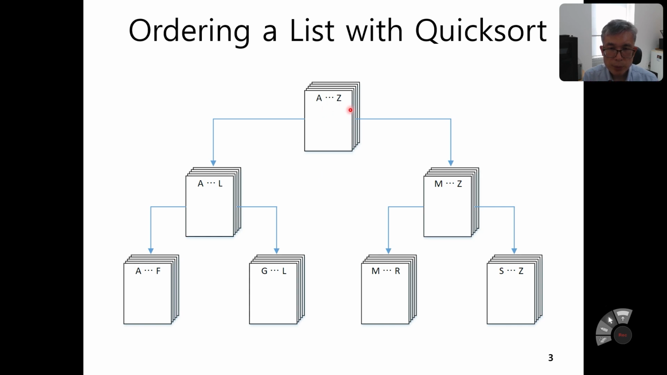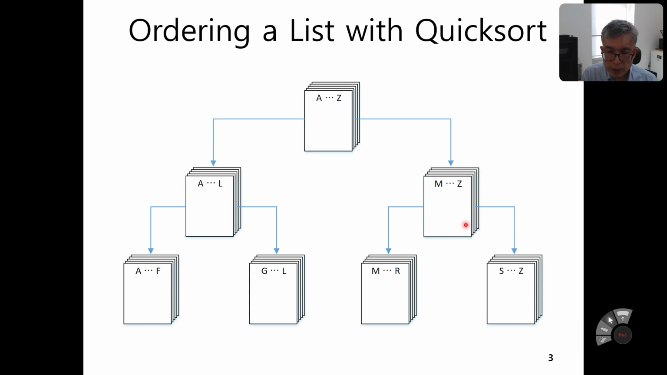We divide it into two parts. The boundary is L, boundary M. So from A through L is the left-hand side, and the other part, from M through Z, is the right-hand side. And then recursively we also divide A through L into A through F and G through L. So we have two parts, okay?